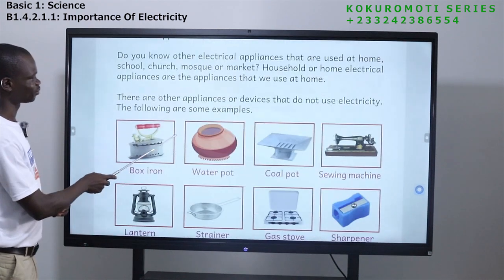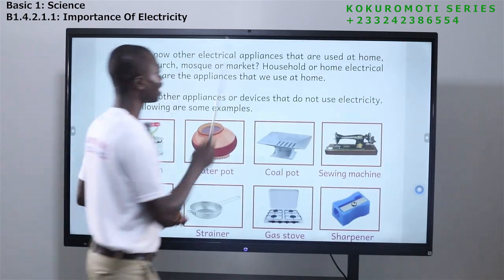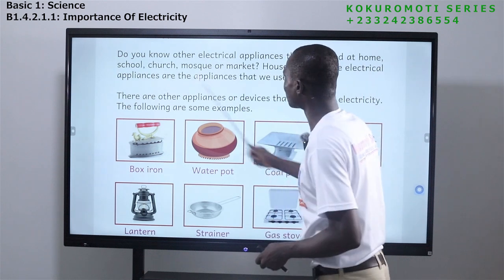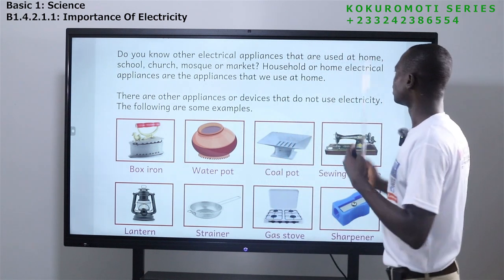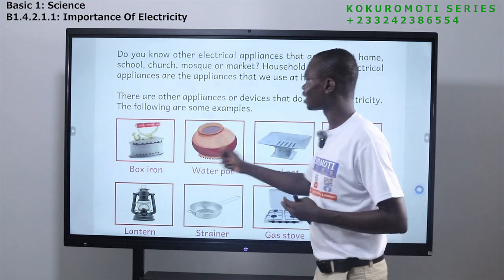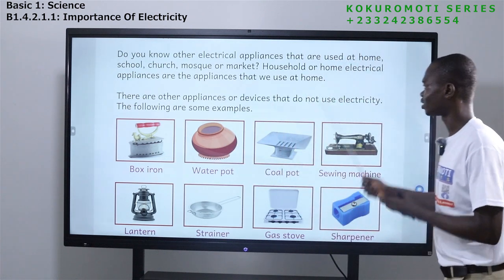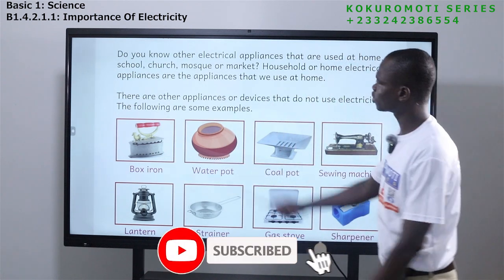I'll wait for you. So let's continue. Household or home electrical appliances are the appliances that we use at home. So household or home electrical appliances are the ones that we use at home. Okay, now let's continue.